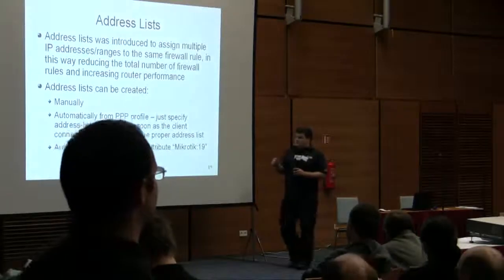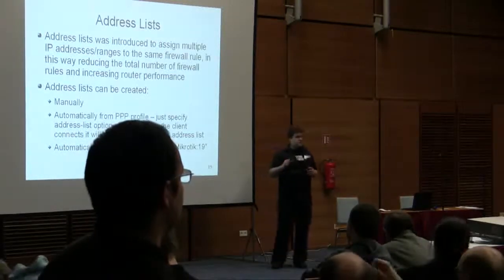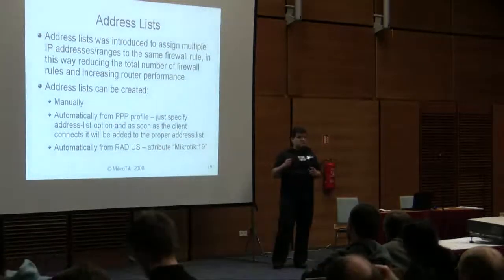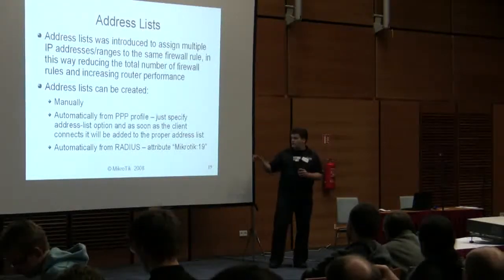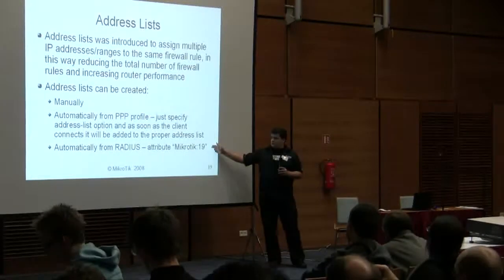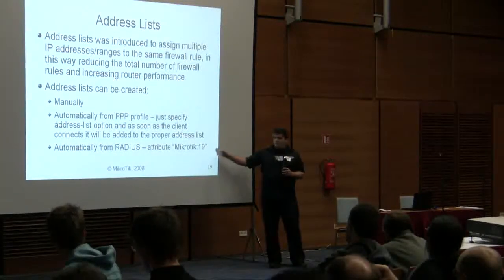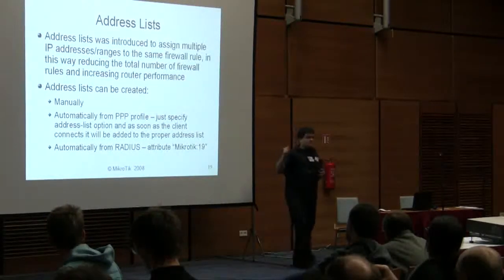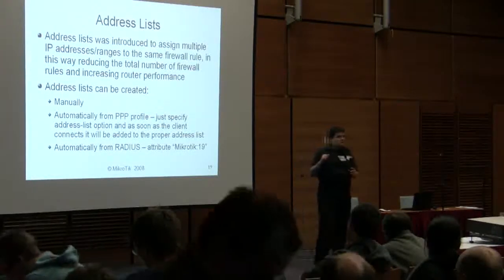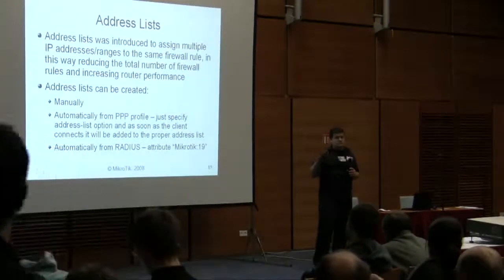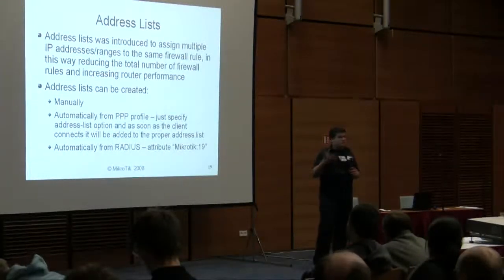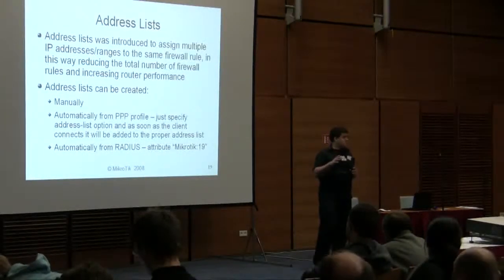And of course, most of the guys want to specify limitations in radius. And in the latest versions, I think 3 or 4 versions ago, a radius attribute, MikroTik number 19, was added. So you can also use radius to assign IP addresses to the proper address list. So you have all the necessary ways how you can add.